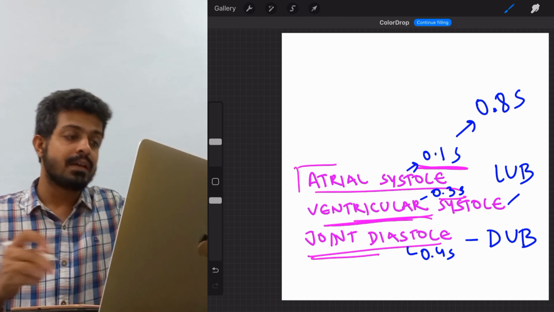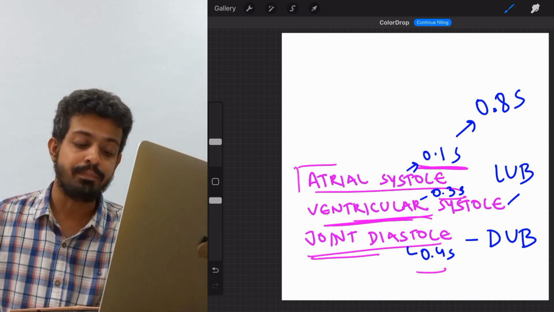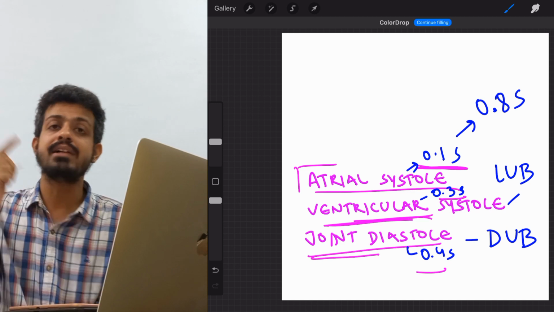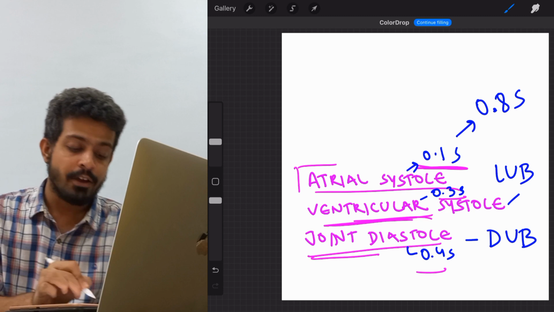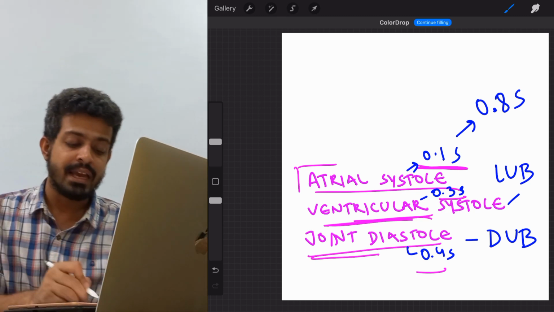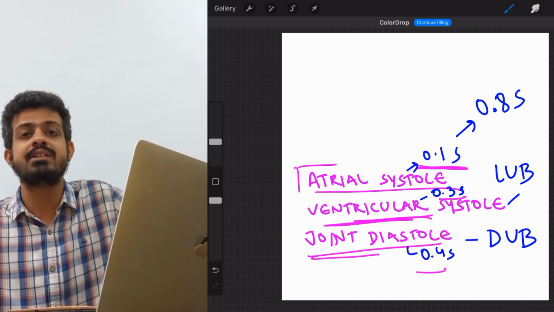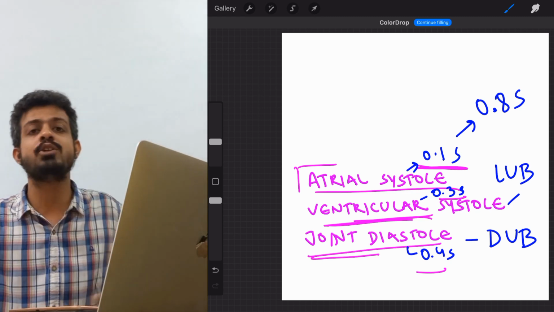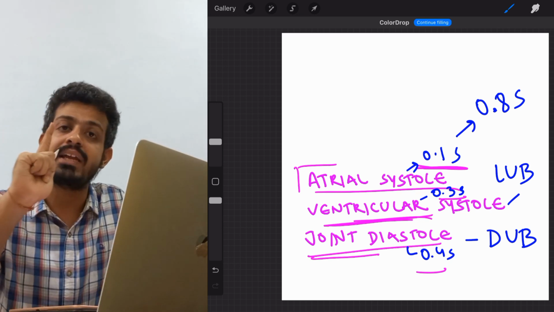So what happens in the atrial systole? When the atrium contracts and the blood goes to the ventricle, atrial systole happens, and this is for 0.1 seconds. Ventricular systole happens when the ventricle contracts and the blood goes out of the heart, and it is approximately 0.3 seconds. And then joint diastole. In joint diastole, all the four chambers of the heart are in a relaxed state. This happens for nearly 0.4 seconds. So every cardiac cycle takes 0.8 seconds.